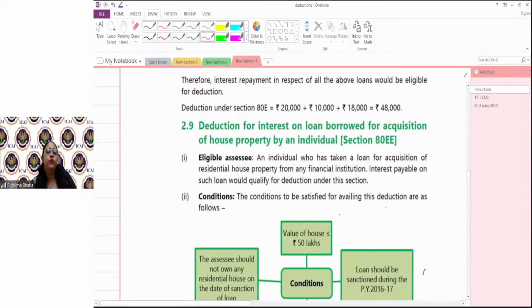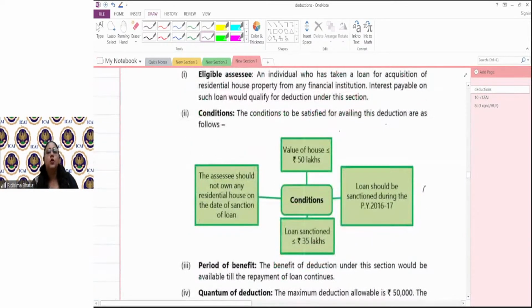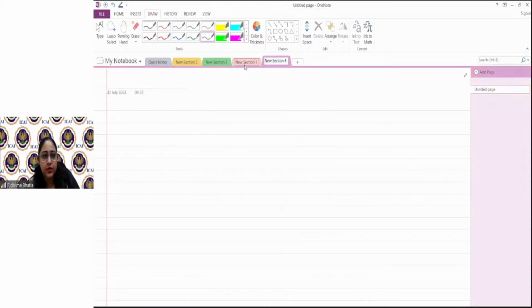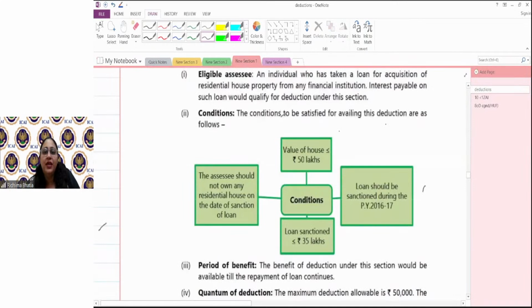Interest on loan borrowed for acquisition of house property by individual. First of all, to be eligible under this section, you have to be an individual. No HUF is allowed. You have to be an individual who has taken a loan for acquiring a residential property from any bank or financial institution, and you are paying interest. So the deduction is again for interest on a loan taken for acquiring a residential house.